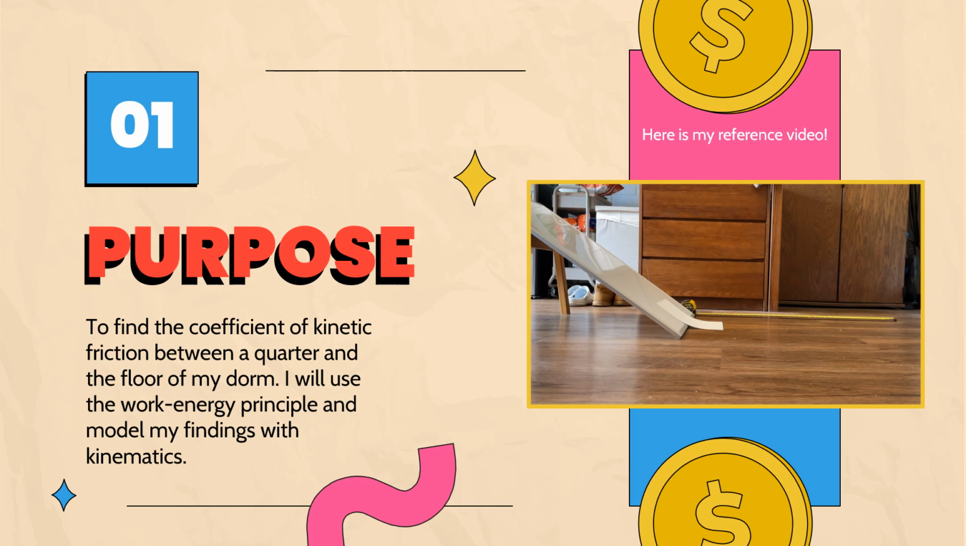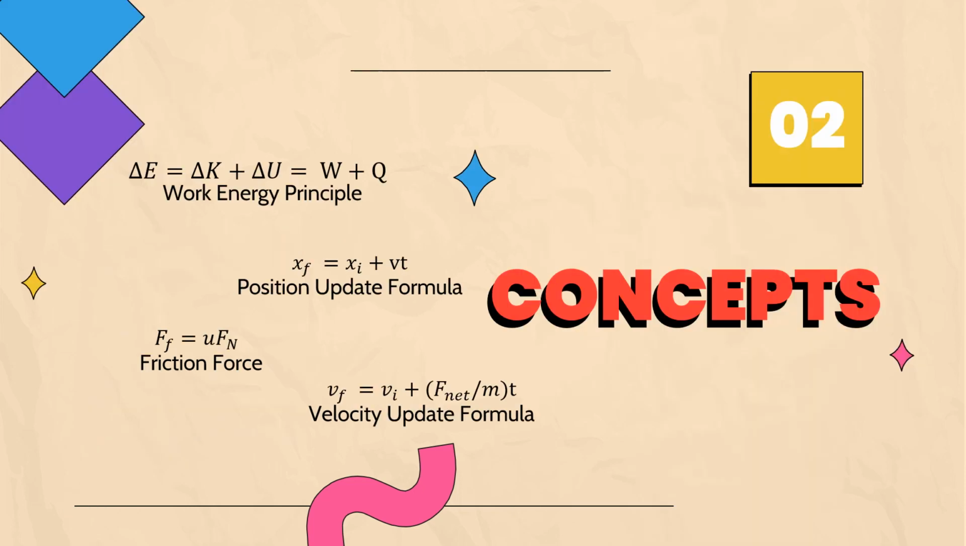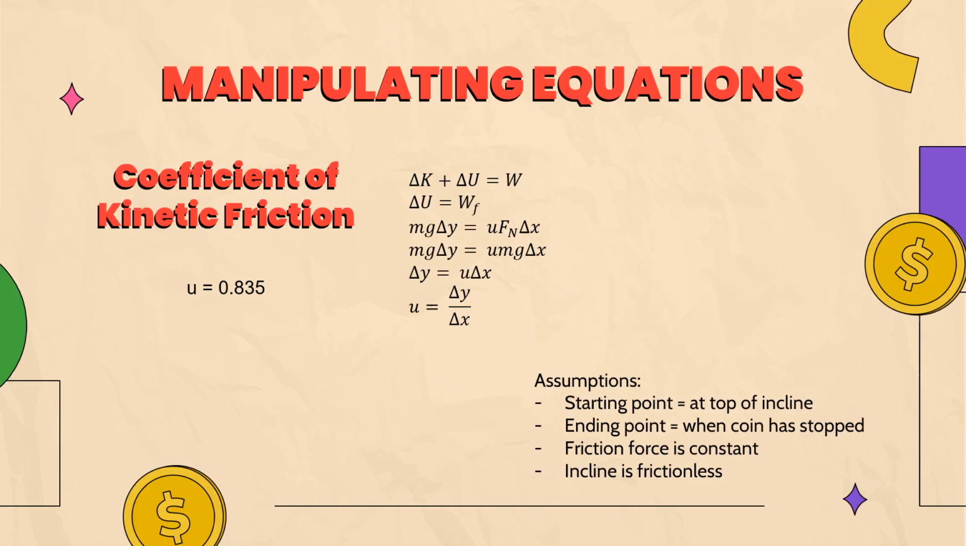has friction. The concepts I used in this lab were the work energy principle, the position update formula, the formula to find friction force, and the velocity update formula. For this experiment, with the measurements I took and manipulating some of the equations, I was able to solve for the coefficient of kinetic friction.